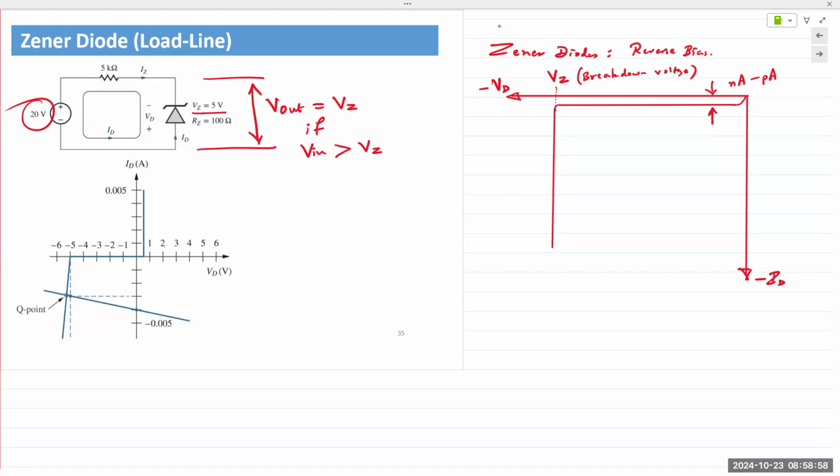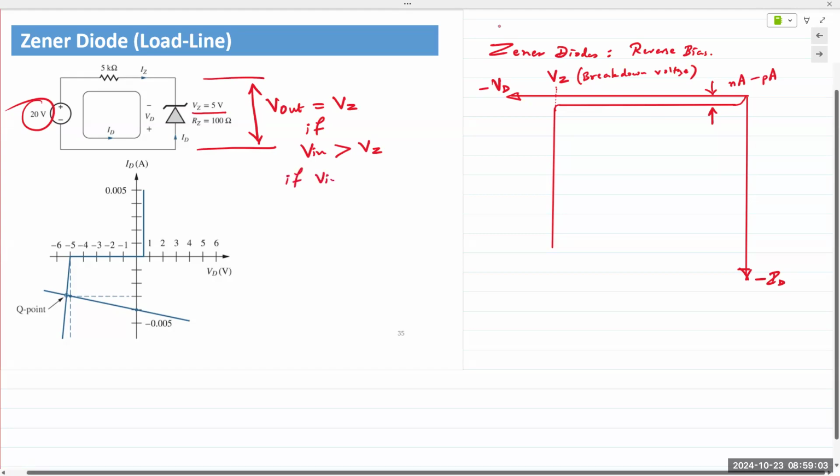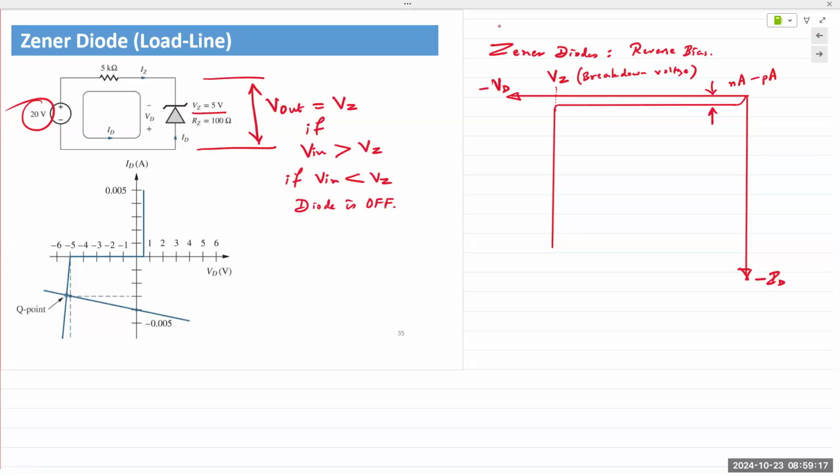So if V in was 4 volts, if V in is less than VZ, diode is off. If V in was 4 volts, diode is not going to turn on. You'll only get 4 volts at the output. Okay. The Zener diode is going to be off. So the resistance is going to be high. And so the output is simply the input. That's all. It's not going to turn on.